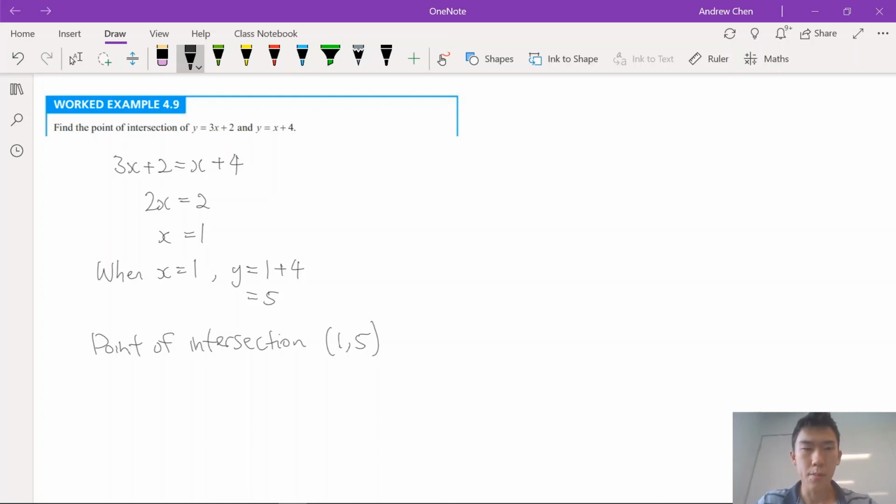So that's all the examples to help you do exercise 4A. So now you can go ahead and try those, see how you go.